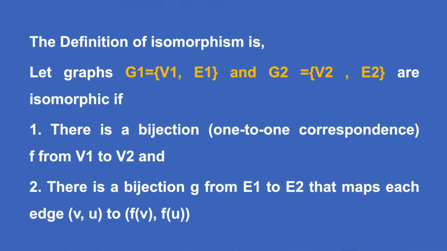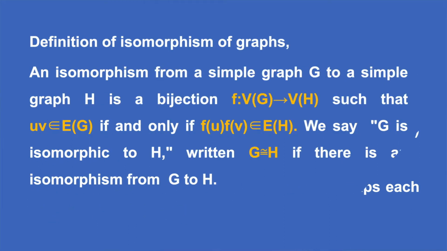The definition of isomorphism is: let the graph G1 represented by the vertex set V1 and the edge set E1, and the graph G2 represented by the vertex set V2 and the edge set E2, be isomorphic. They are isomorphic if, number 1, there is a bijection, a one-to-one correspondence, f from V1 to V2, and number 2, there is a bijection g from E1 to E2 that maps each edge (u, v) to (f(u), f(v)). Let us see the definition of isomorphism of graphs.